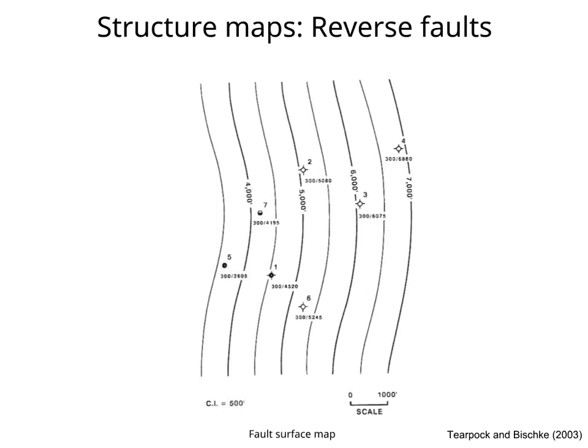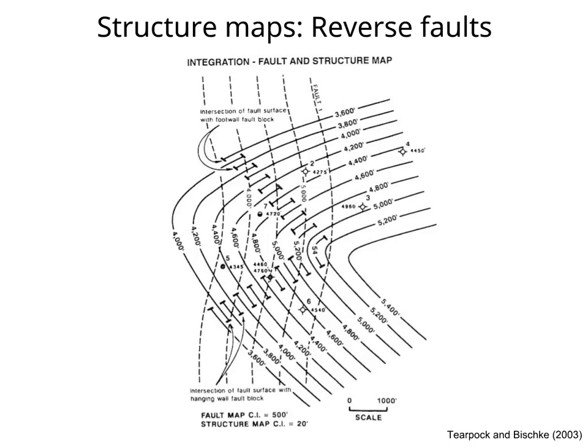For reverse faults, the procedure is similar. We start with structure contours to the fault. In this case, the fault dips west. Then, we superimpose to the fault the structure contours of the horizon in the hanging wall and footwall blocks. The red dots in this figure show the intersection of the fault surface with the horizon in the hanging wall block. These dots delineate the hanging wall cutoff.